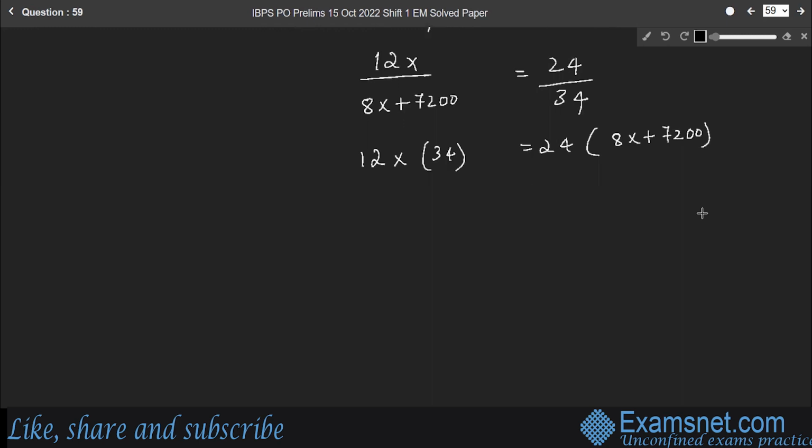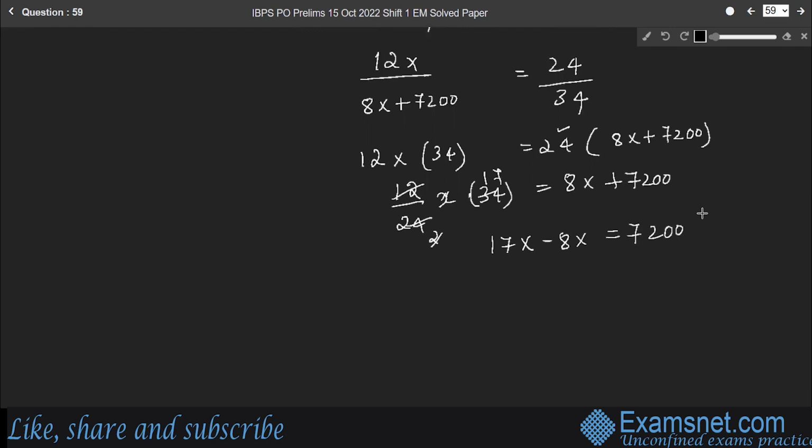Or you can take 24 to the LHS part. So 12 by 24 in x into 34 is equal to 8x plus 7,200. Therefore, 12 into 2, 2 into 17. So 17x minus 8x is equal to 7,200. So 9x is 7,200. Therefore, x is 800 rupees. Right?